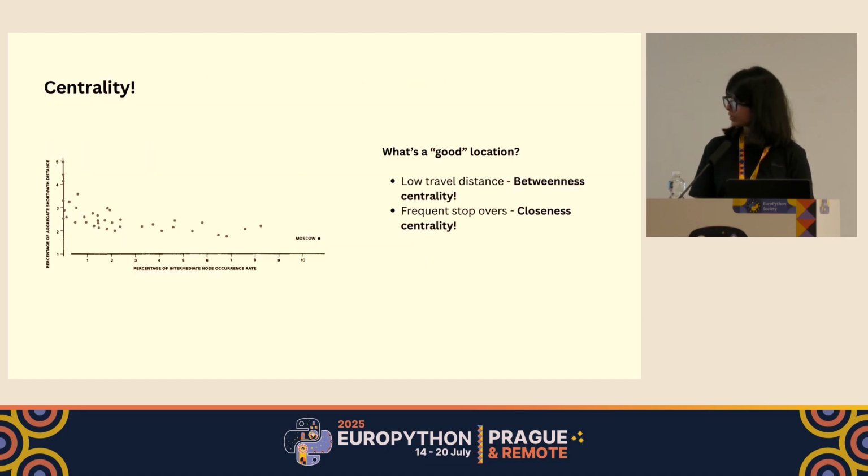In formal terms, the low travel distance is somewhat similar to betweenness centrality, and frequent stopovers are called closeness centrality, or just about the number of shortest paths that we can have from that node.